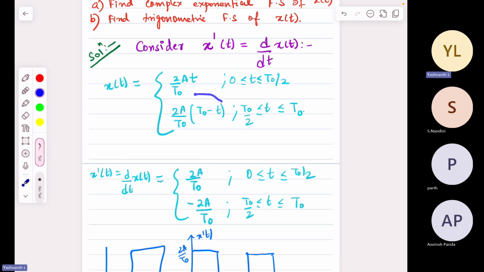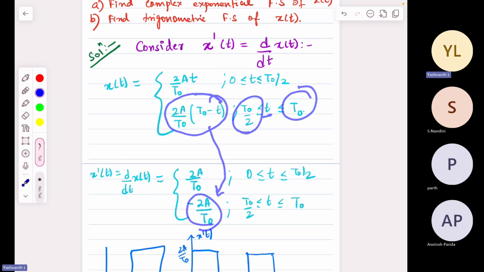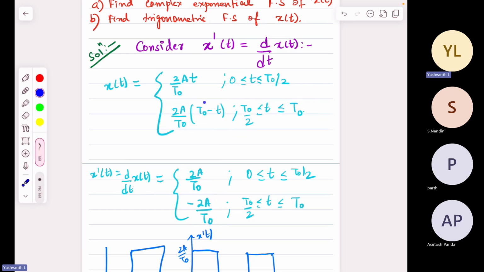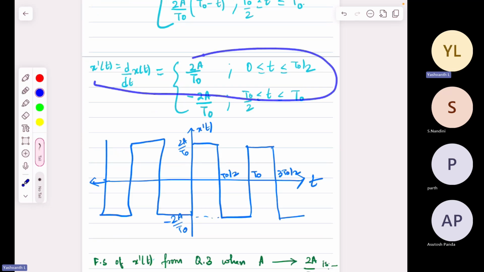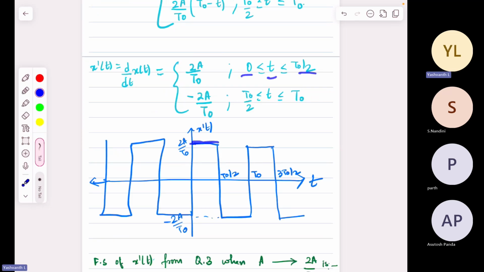And for t between t0 by 2 to t0, if you differentiate x of t, we will get minus 2a by t0, because this t0 is a constant. So the first term will go to 0 in the differentiation. So what is x dash of t looking like? When t lies between 0 to t0 by 2, it is taking 2a by t0. When t is lying between t0 by 2 to t0, it is taking the value minus 2a by t0.